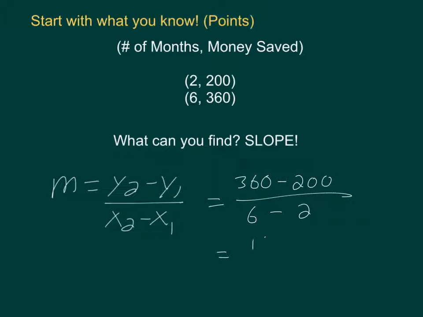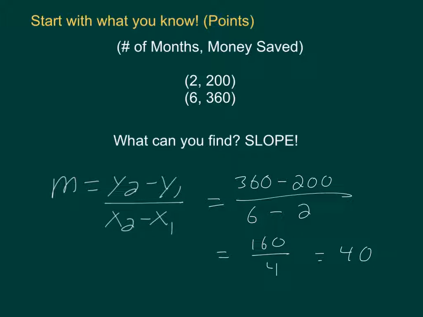360 minus 200 is 160. 6 minus 2 is 4. And 160 over 4 reduces to 40. I don't want to write it as 40 over 1. When I'm writing my final slope, I just want it to be 40. Now, what that corresponds to is that's my change in money saved compared to my change in months. So that means that I'm basically saving an extra $40 a month. That's the connection to this problem here.